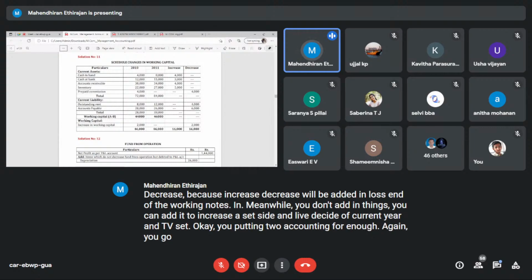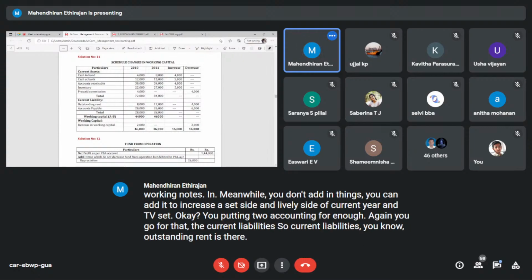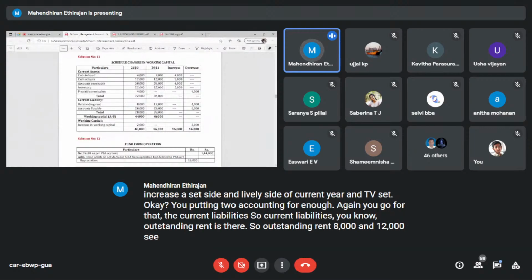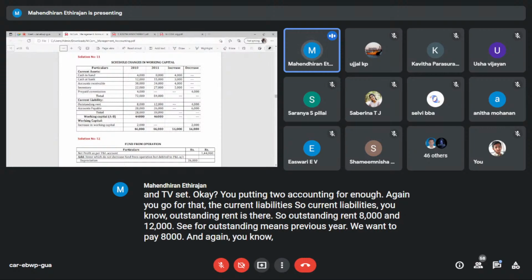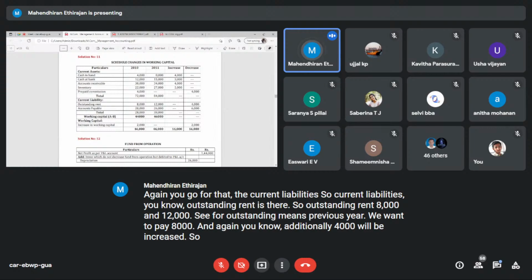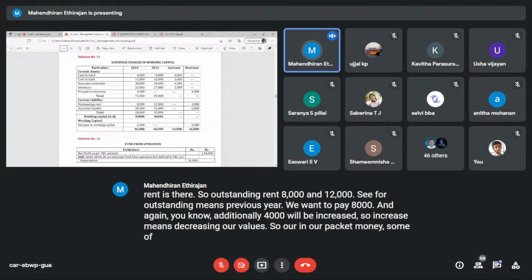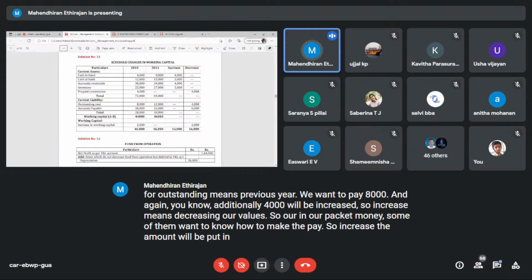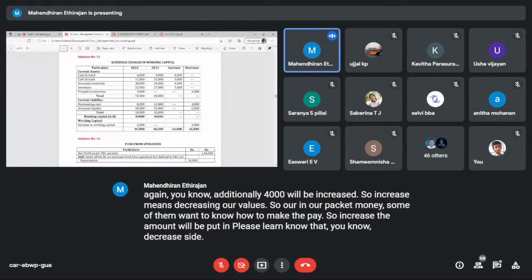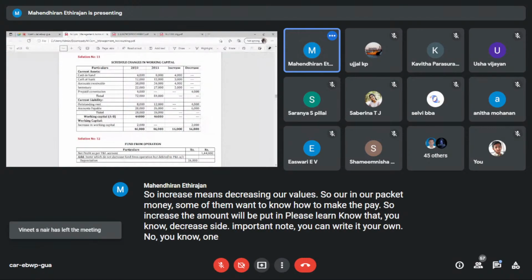Again, you go for the current liabilities. Among current liabilities, outstanding rent is there: 8,000 and 12,000. Outstanding means that in the previous year we had to pay 8,000, and additionally 4,000 has increased. Increase means decreasing our value, so from our pocket some amount has to be paid. So the increase amount will be put on the decrease side. Please note that. It is an important note. You can write it in your own language. So how do you understand?